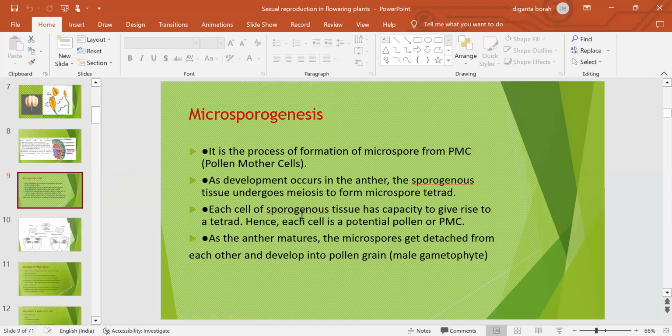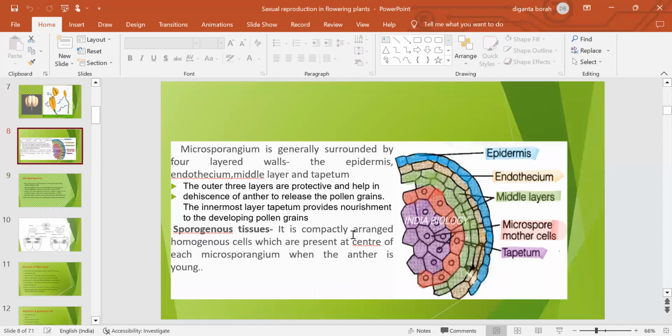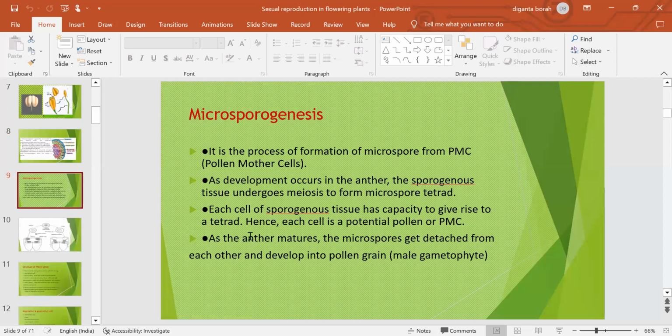Next, each cell of the sporogenous tissue has the capacity to give rise to a tetrad. Hence, each cell is a potential pollen mother cell. Look, from this sporogenous tissue, the purple colored cells, each cell gives rise to four pollen mother cells. From one sporogenous tissue, four cells are produced. As the anther matures, the microspores get detached from each other and develop into pollen grains, the male gametophyte.